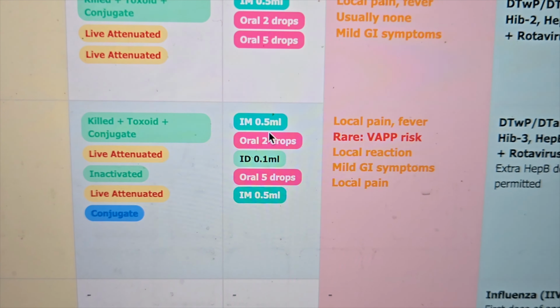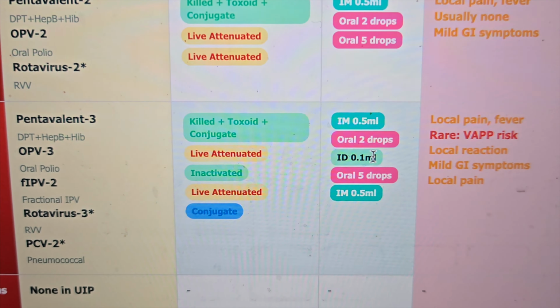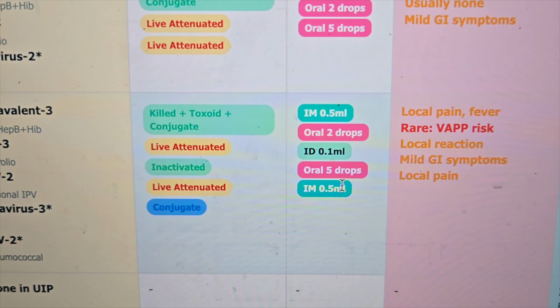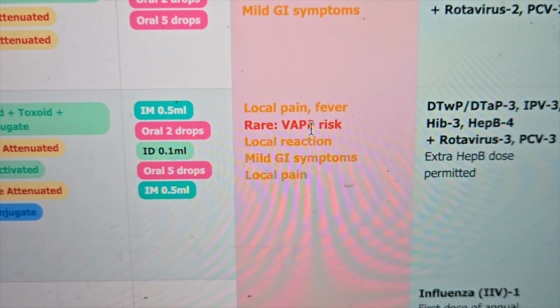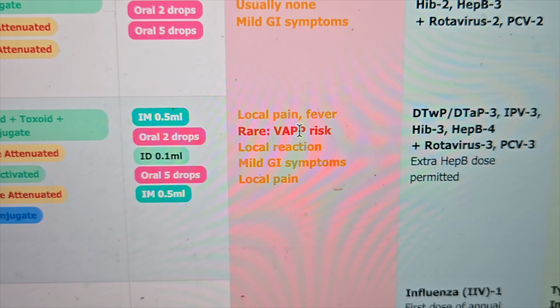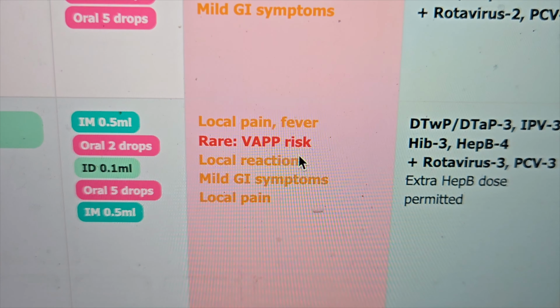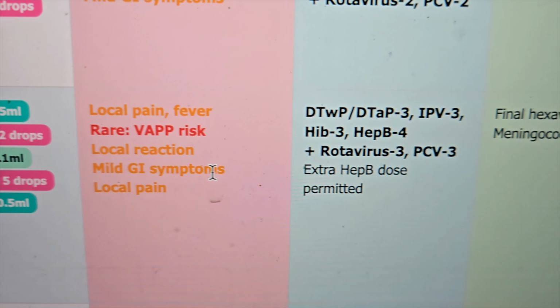So, same IM 0.5 ml, orally 2 drops, intradermally 0.1 ml for fractional IPV, oral 5 drops for rotavirus, PCV second dose intramuscularly 0.5 ml. Side effects: local pain, fever, and the rare risk is vaccine associated paralytic polio, VAPP. That's why it is rare VAPP. Local reaction, mild gastrointestinal symptoms, local pain.